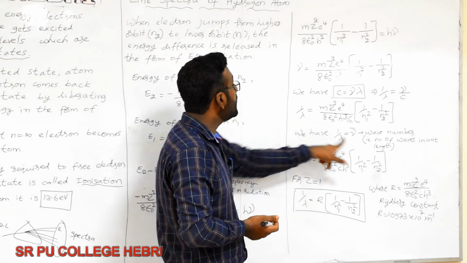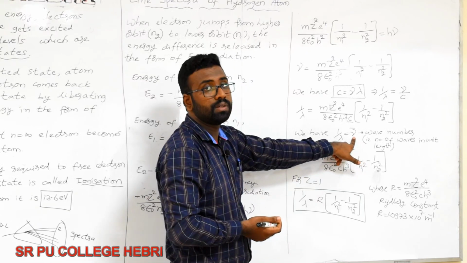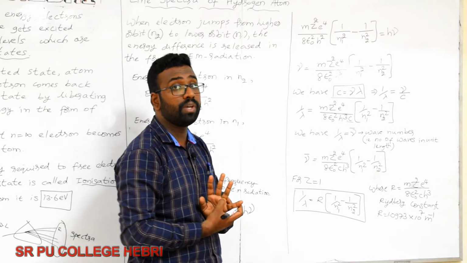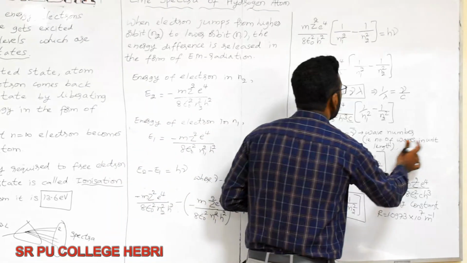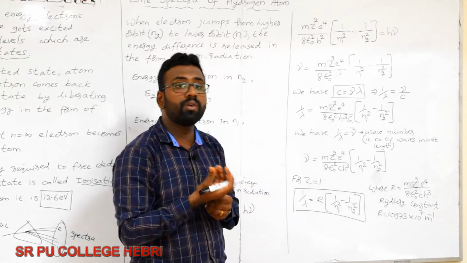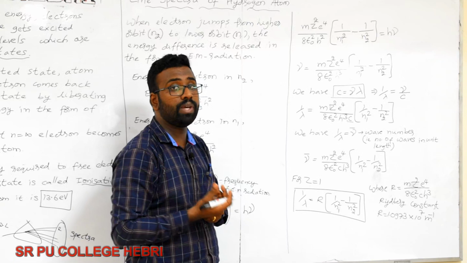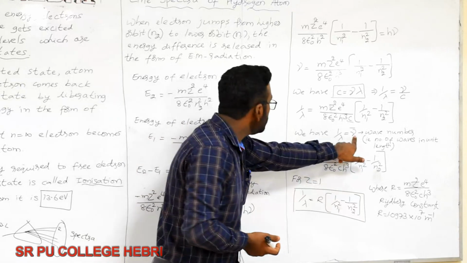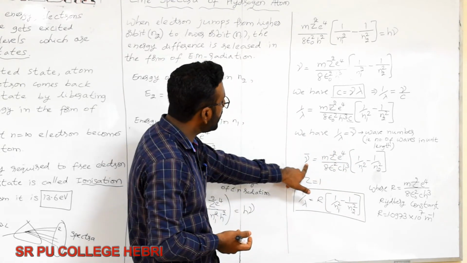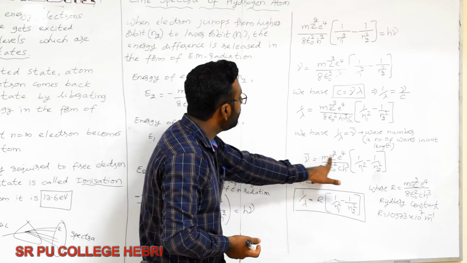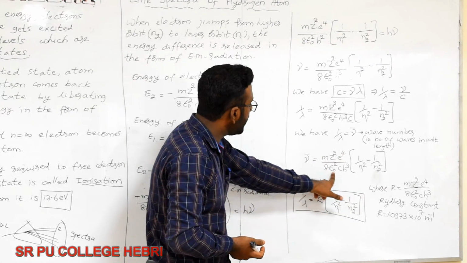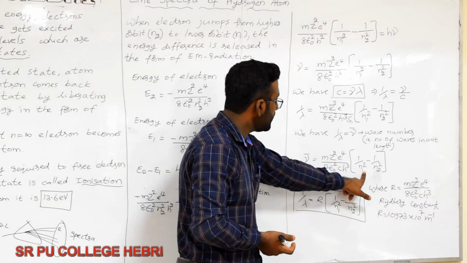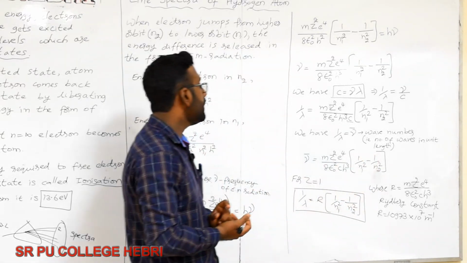Now 1 by lambda is equal to nu dash. Nu dash is nothing but wave number. Nu dash is called wave number. And what is this wave number? Number of waves in unit length is known as wave number, and you can write 1 by lambda is equal to nu dash. So I can write nu dash instead of 1 by lambda, that is nu dash is equal to the same equation, m z square e to the power 4 divided by 8 epsilon naught square c h cube multiplied by 1 divided by n1 square minus 1 divided by n2 square.